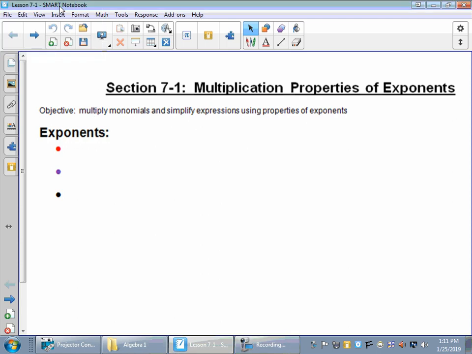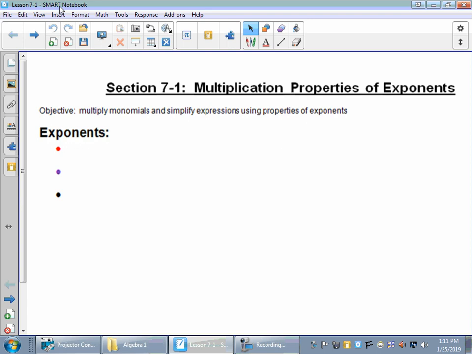All right, welcome to Chapter 7. Section 7.1 here is on multiplication properties of exponents. So we're going to talk about exponents here, and kind of talk about multiplying monomials and simplifying expressions using these properties of exponents.